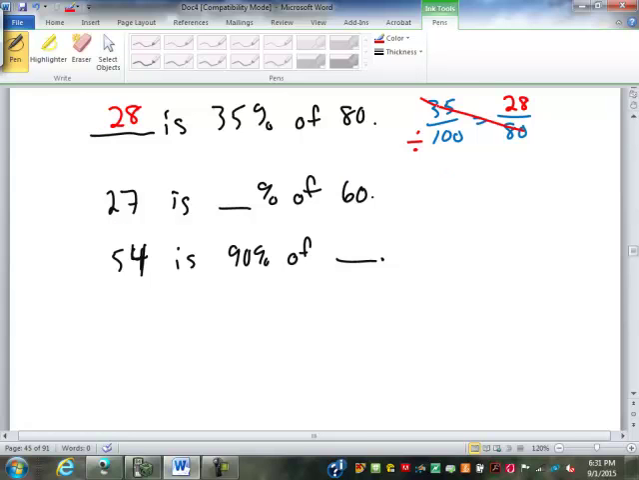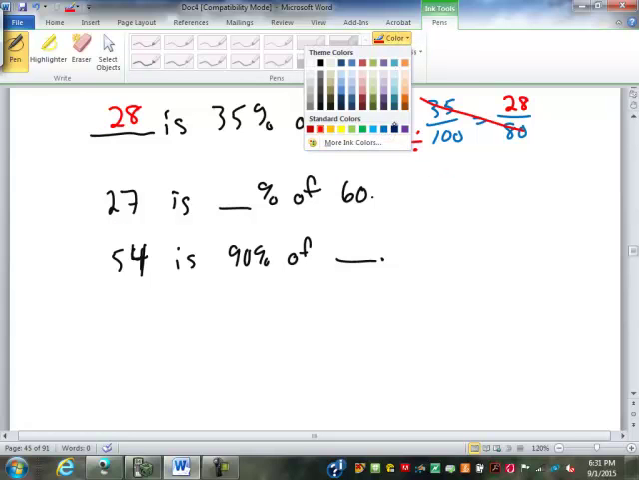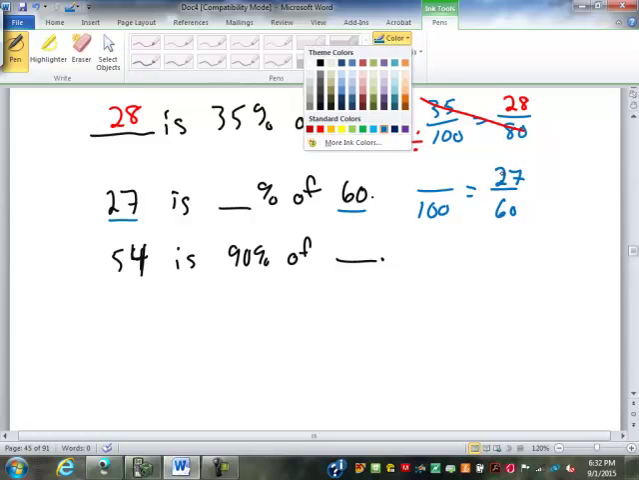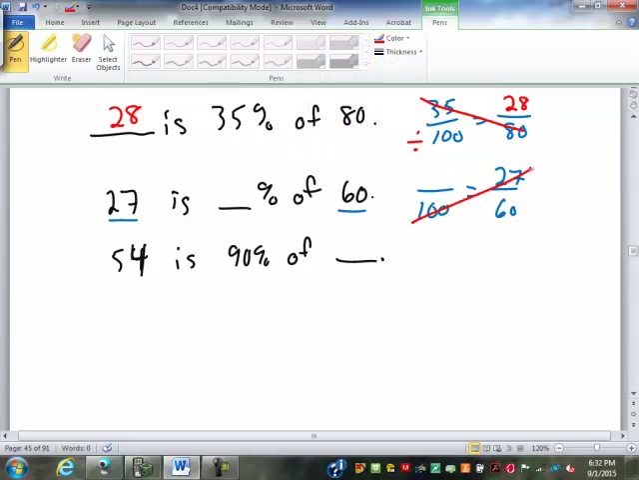For the next one, 27 is blank percent of 60. So we're missing the percent, so it's blank out of 100. So the 27 and the 60, which one goes on top? 27 on top, 60 on bottom. Perfect. Once again, we'll cross multiply and divide. 100 times 27 divided by 60 is 45. 27 is 45% of 60.